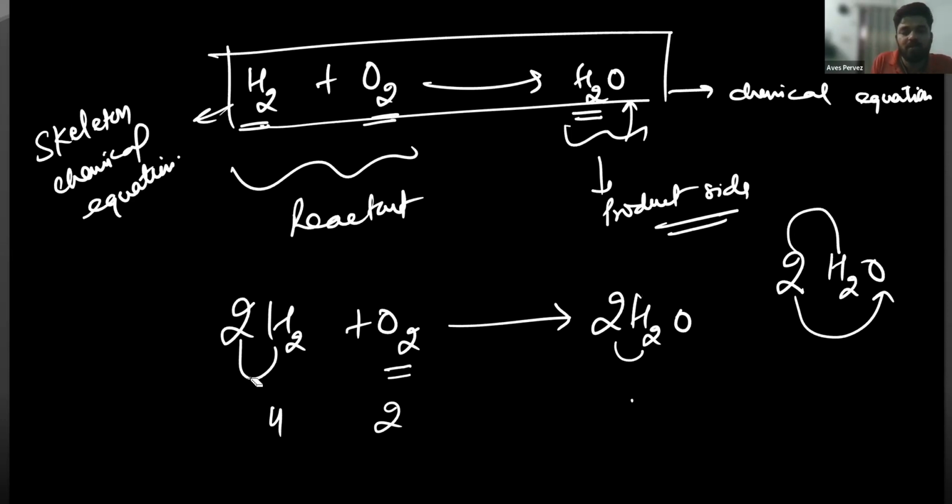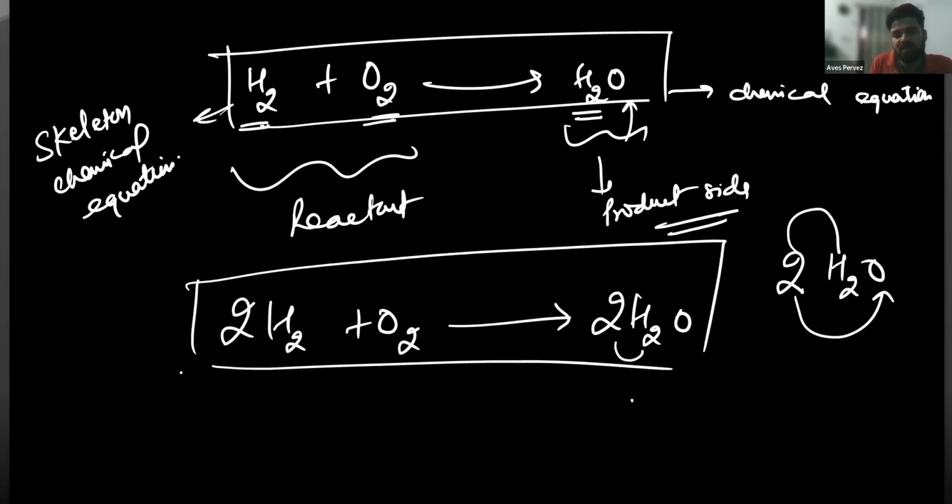This is called a balanced chemical equation. So what is a chemical equation? Writing a chemical change in terms of symbols and formula is called a chemical equation. Okay. Got it?